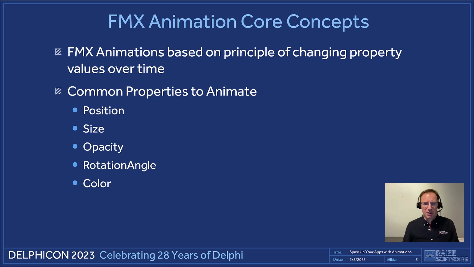So what are some of the common things? Already hit on some of these, the position, the opacity, rotation angle. Actually, that's the first example I'm going to be showing. So anything that can be changed can be animated over time.